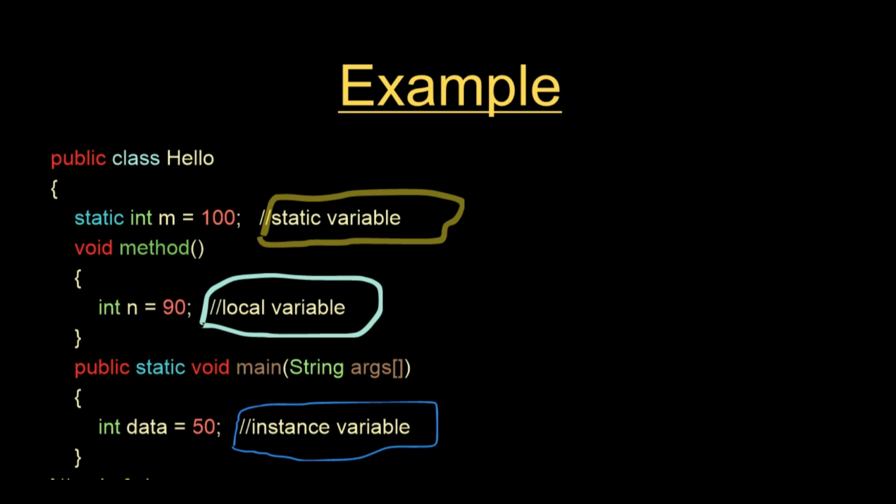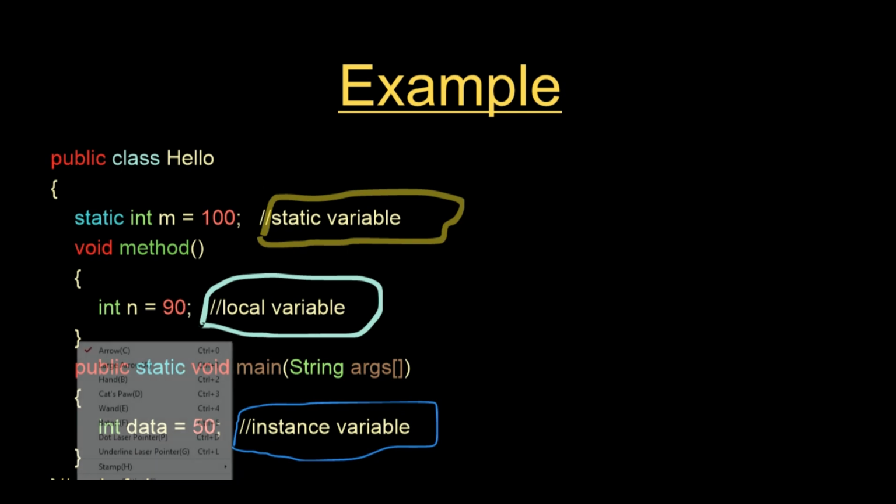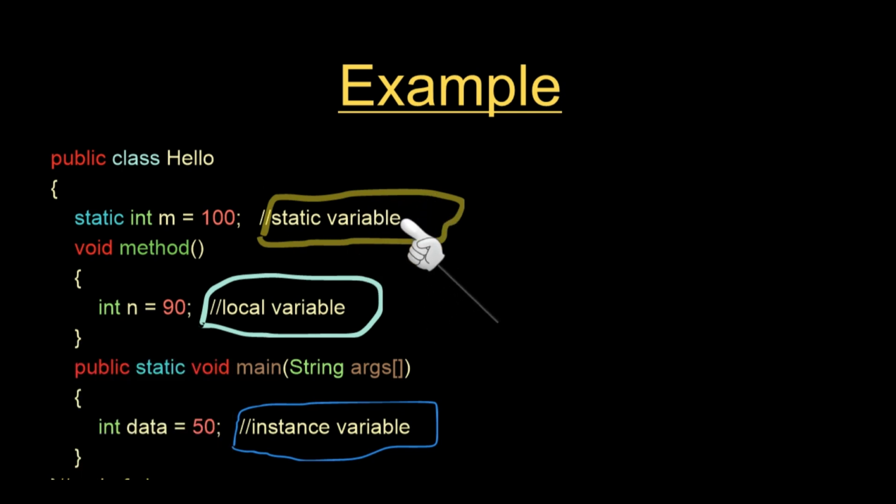Right here we can see we have the static variable. This is how a static variable is defined: static int m = 100. It is an integer, so we're not putting double quotes, it's not a string. This is how you declare a static variable. You put static at the very beginning, and it tells the compiler that you're talking about a static variable.